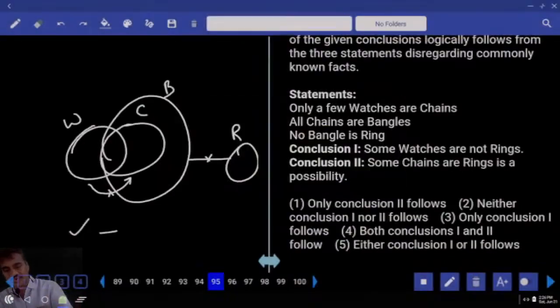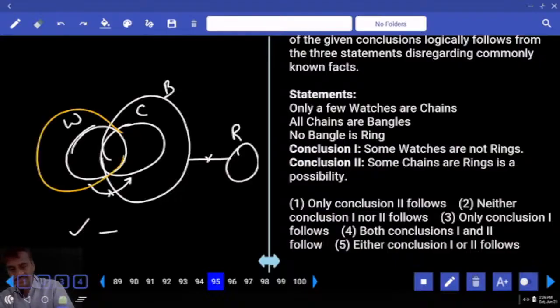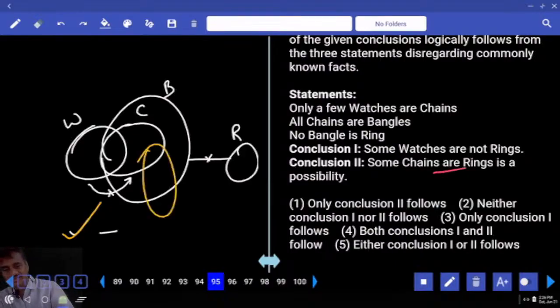To make this one false, all watches are rings. Is it possible? No, alternate diagram cannot be done. This will be true forever. Then some chains are rings is a possibility. Now can we write chain, ring like this? No. Possible or not possible? Not possible. Then what is your answer? Only one. Only one, choice 3. Now 95, it is choice 3.